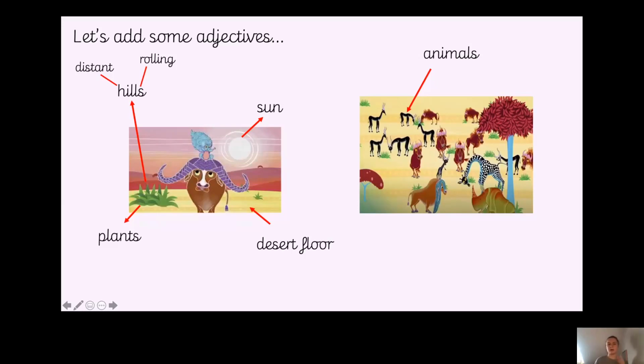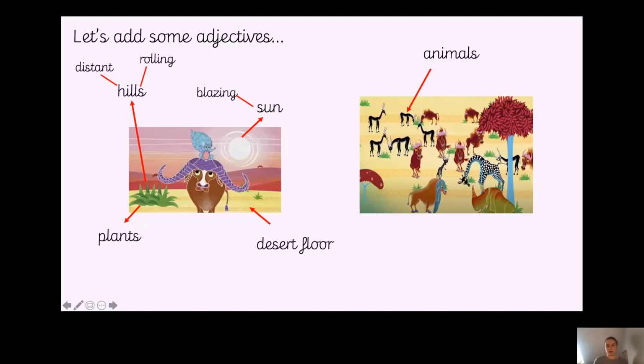Okay, now I'm going to pick the sun. What adjectives could I use to describe the sun? Well, we know that the sun is very hot, don't we? So therefore, I'm going to describe it as blazing, the blazing sun, using the adjective blazing.